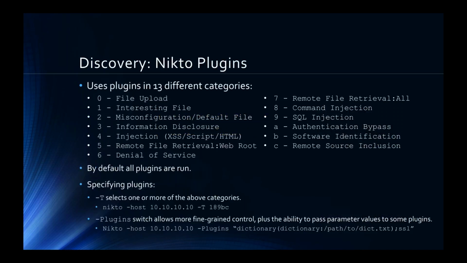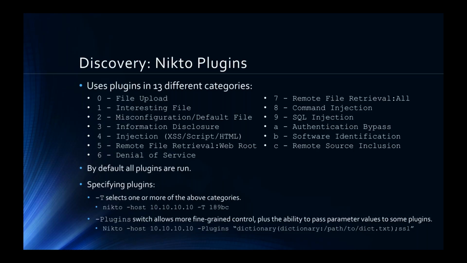Nikto will go out and perform vulnerability scanning, and it leverages plugins that are in 13 different categories. You can see the list of categories here on the screen. By default, Nikto will run all of those different categories when you just run Nikto without any options. But you can also specify particular plugins that you want to run. Perhaps you have a specific category of vulnerabilities that you want to scan particular targets for, and you don't want to waste a lot of time scanning for other things that you're not interested in, or that you already have that information through another source.